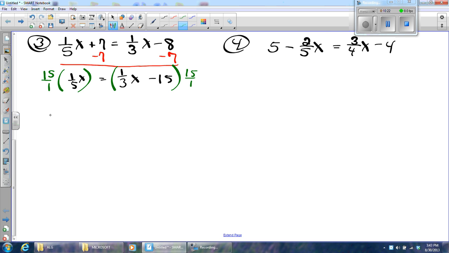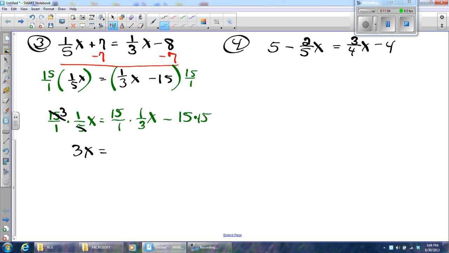And I'll have 15 over 1 times 1/5 x. I'll distribute on the right-hand side, and I will have 15, let me rewrite that, 15 over 1 times 1/3 x minus 15 times 15. Okay, looking at this fraction here, looks like 15/5 will simplify to 3. 3 times 1 times x is 3x.